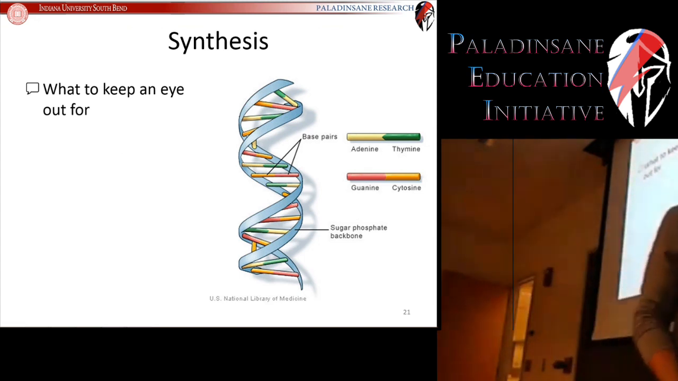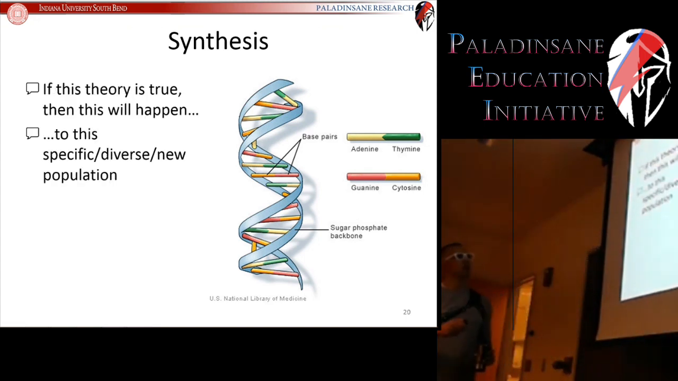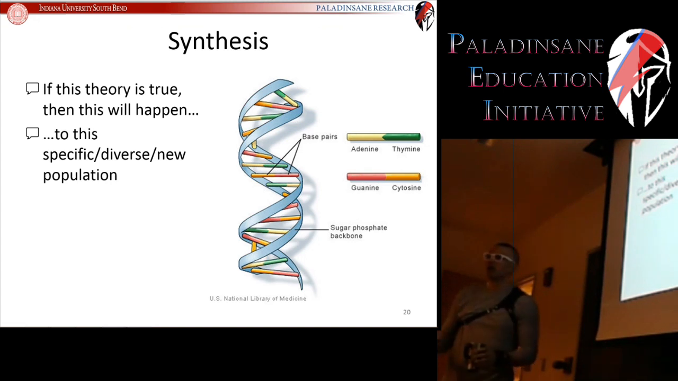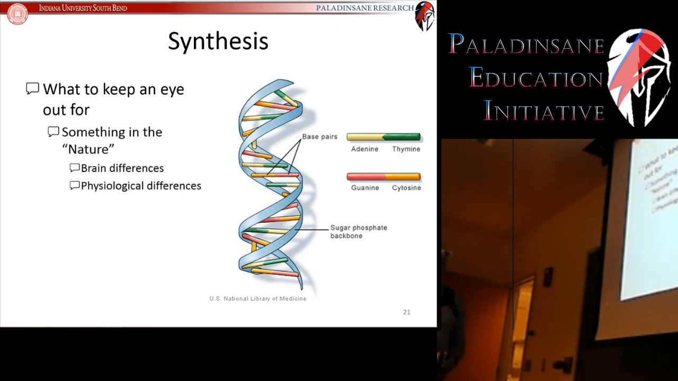So, what should you keep an eye out for? What might help you with this new population? What might help you apply an old theory to a new population? So things you should look out for, or what is a new population sometimes? Things you should look out for when you're reading your background knowledge or background theories. Look for something in the nature of these theories.